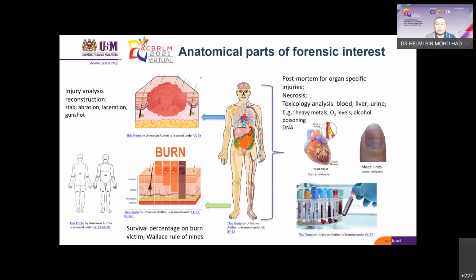Aside from that, from organs, we can identify whether there are injuries, whether there is necrosis of the organs. We can also do toxicology analysis from the blood samples and the urine samples. If we are just looking at the nails, we can see traces of heavy metal deposition. For example, if someone is ingesting heavy metals chronically for a long period of time, the heavy metals will secrete or exit the body through the nails. So this is useful for poisoning. Also from the soft tissue and hard tissue, we can get DNA.